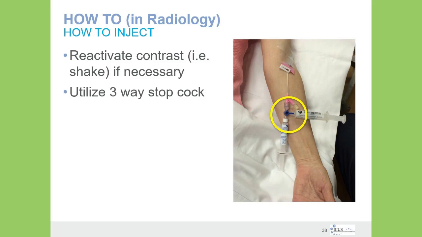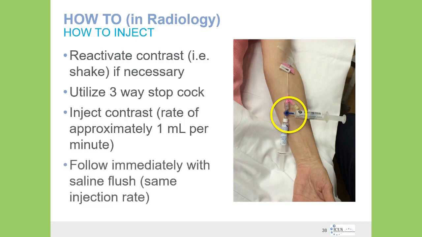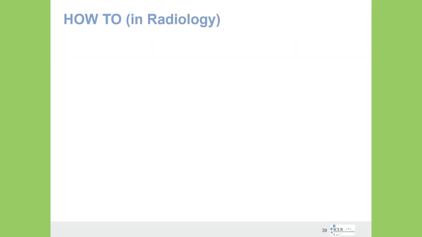That is because we do not want those microbubbles to travel around a turn because they are pressure sensitive. We're putting in a very small amount of contrast, so we're going to inject the contrast and follow it by a saline flush. The contrast is injected at a rate of about 1 milliliter per minute, and we follow immediately with the saline flush at the same rate. That flush is going to push that small amount of contrast along the vein so we can see perfusion.